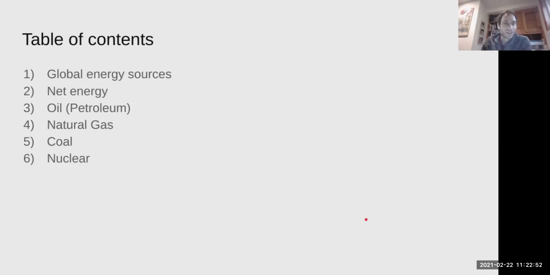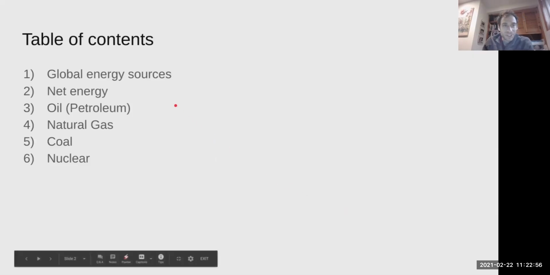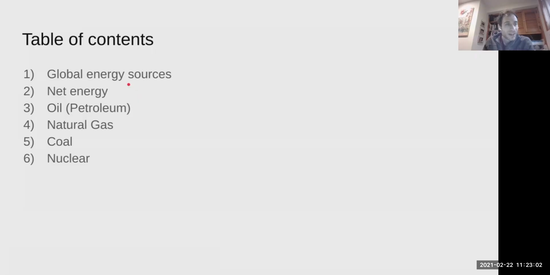Here is our table of contents. Before we go into specific energy sources, we're just going to take an overview of global energy sources and what we use and how much of each we use. Very quickly, we're going to go over this idea of net energy. I'll define that for you. And then we will go into specifics of our 4 non-renewable energy sources, which are oil, petroleum, we'll use those interchangeably, natural gas, coal, and nuclear energy.